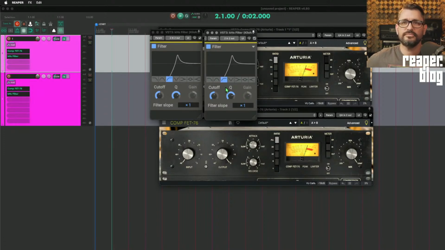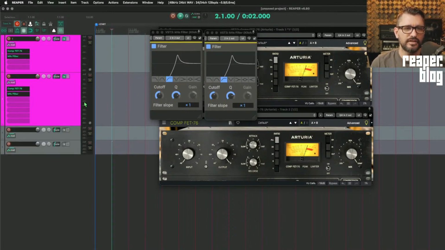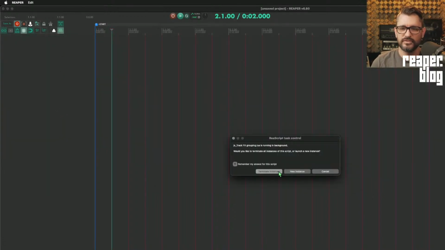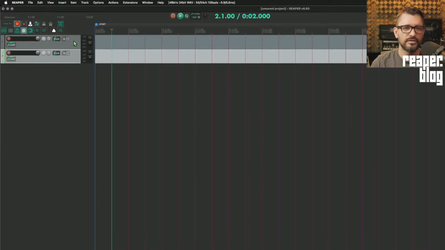So do you have to set this up each time you start Reaper? You could set this up automatically. Just have this run as a startup action. Step by step, again, to do this, I run this, terminate instance. All right, so you start with 2 tracks or more.